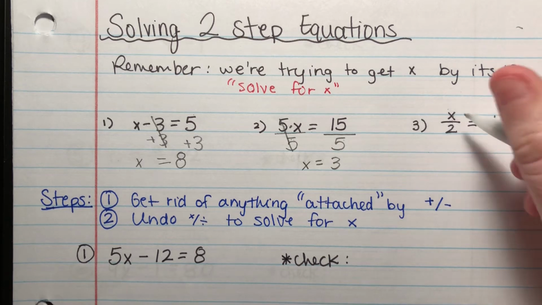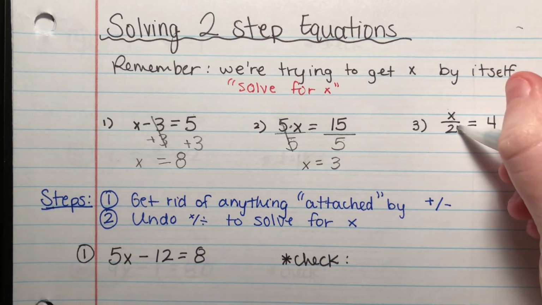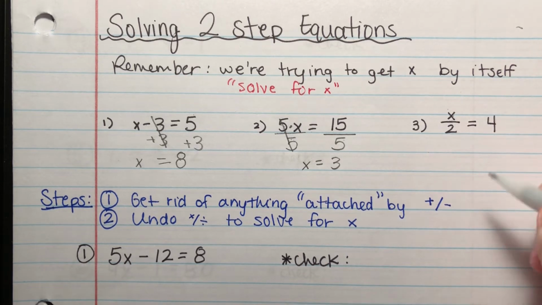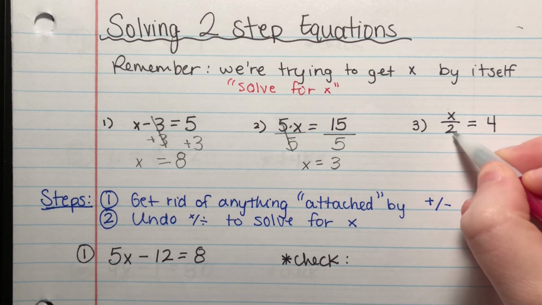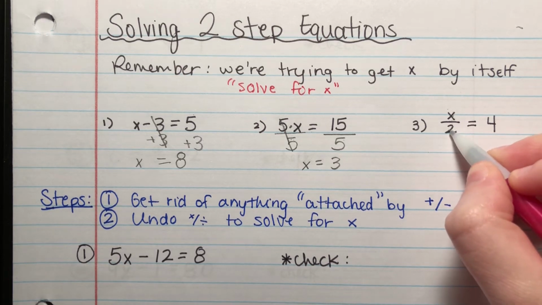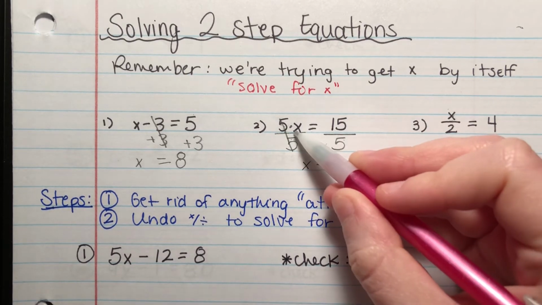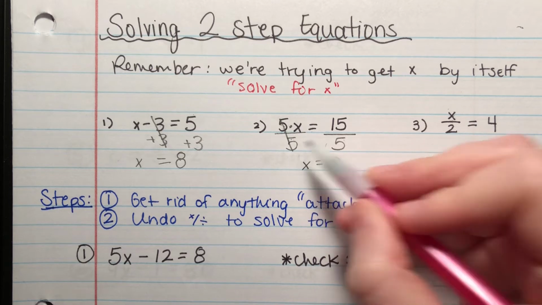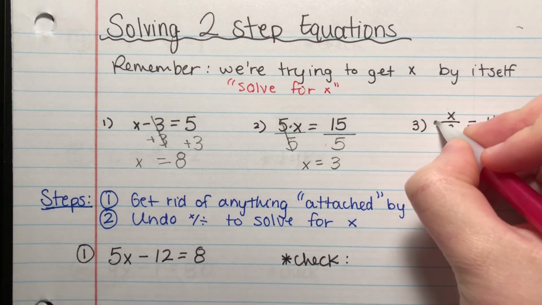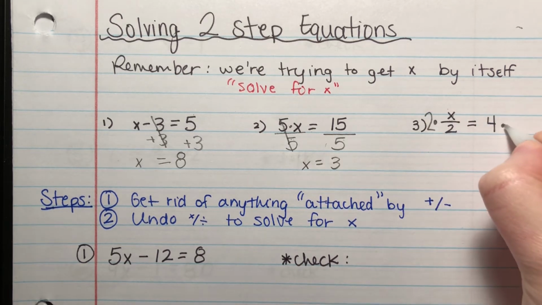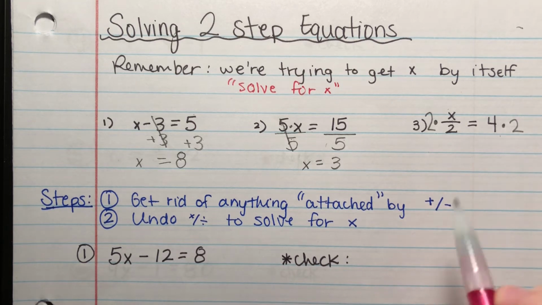Well, this is a division problem here, right? x is being divided by 2. Alright, so since it's being divided by 2, what is the opposite of division? Well, we just did this example, and we knew the opposite of multiplication was division. So the opposite of division would be multiplication. So I need to multiply by 2 here. And whatever I do to one side, I have to do to the other side as well.